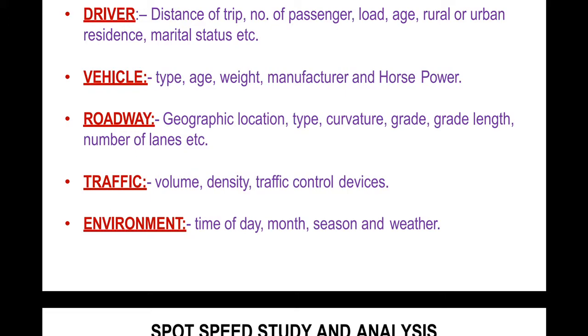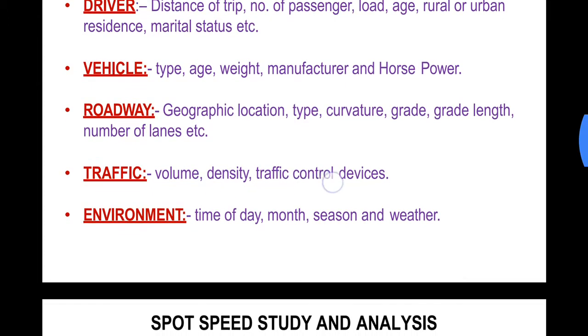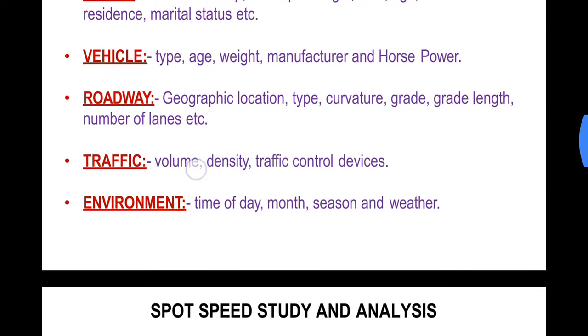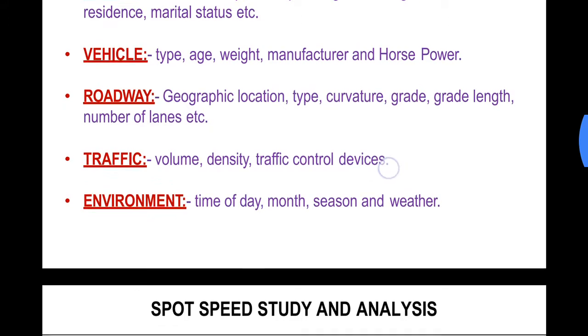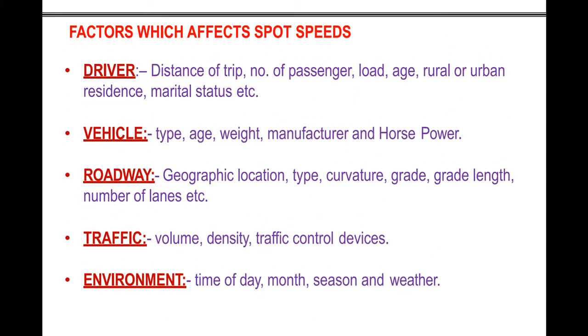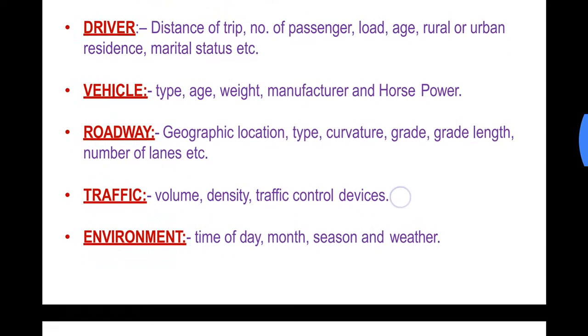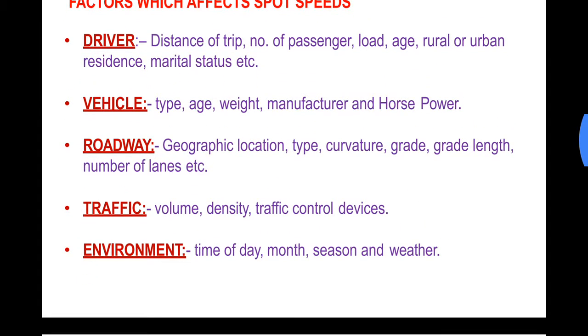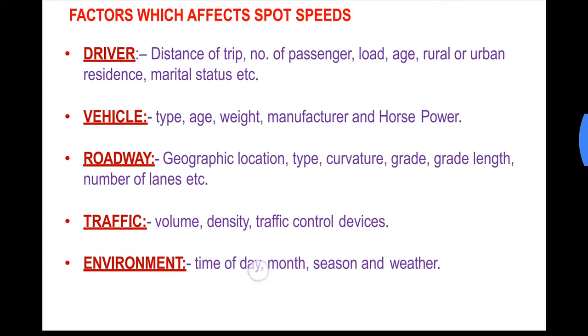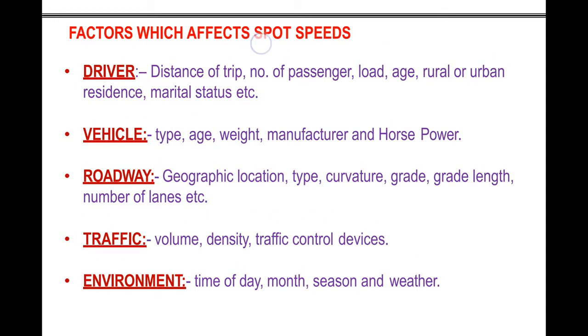Then under traffic: volume, traffic density, and traffic control devices. Okay, so you already know what is traffic volume and what is traffic density. Traffic control devices are the devices which are used in order to regulate the traffic. Okay, like traffic signals, traffic markings. Okay, we'll study this in detail in my later lectures. Okay, environment. Under environment: the time of the day, the month of the year, season, and weather conditions. Okay, these affect the spot speed.